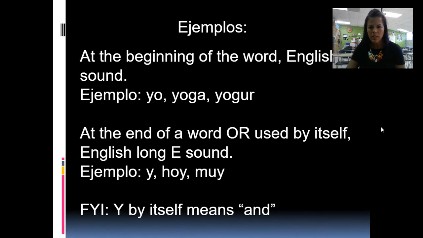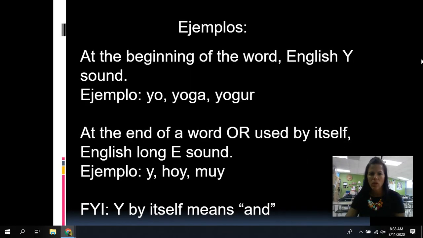Let me give you examples. At the beginning of the word, the English Y sound is made, like yo, means I, yoga, yogurt is yogurt. Okay. And then at the end of the word, or if it's used by itself, it makes a long E sound. So if you ever see Y by itself, it means and, and you say E. For example, me gusta tacos y burritos. I like tacos and burritos.